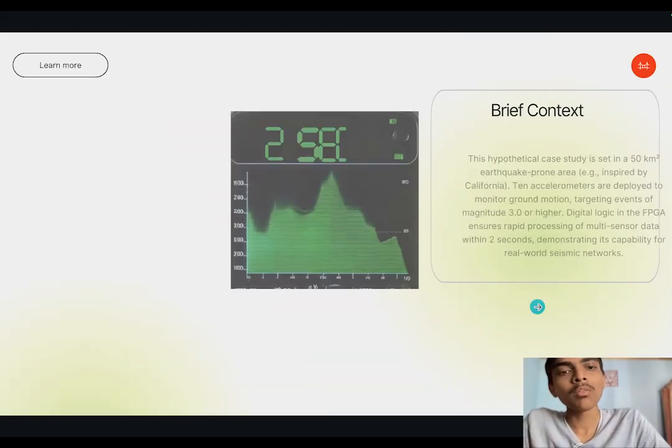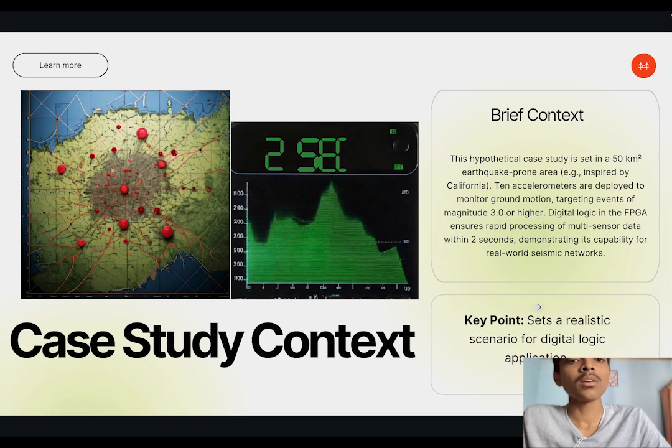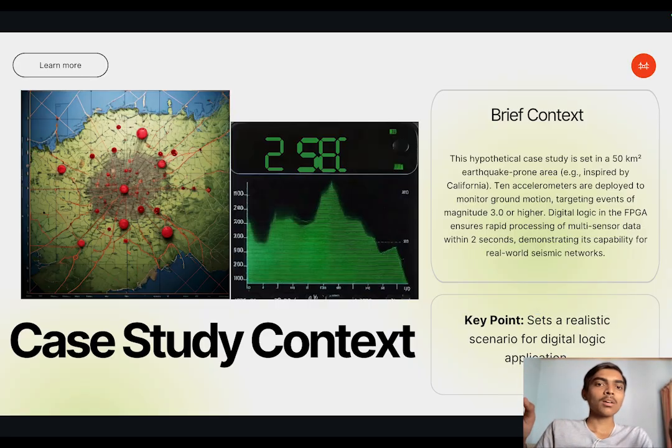Okay, now moving forward, we'll understand the case study context. Imagine a 50-kilometer square area, which is an earthquake zone like California. We have 10 sensors installed all over the area, as you can see in the image, which are capable of tracking earthquakes of magnitude 3.0 or greater. The FPGA's logic processes all that data in under 2 seconds, which is ridiculous. That's digital electronics making a multi-sensor network work.